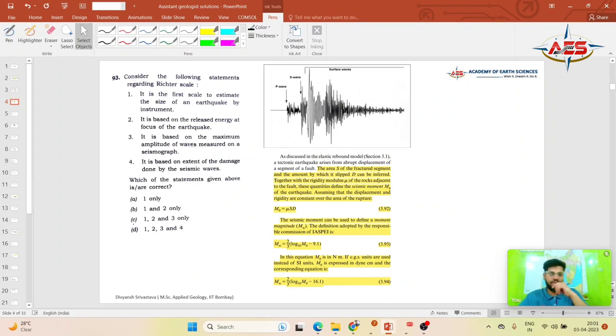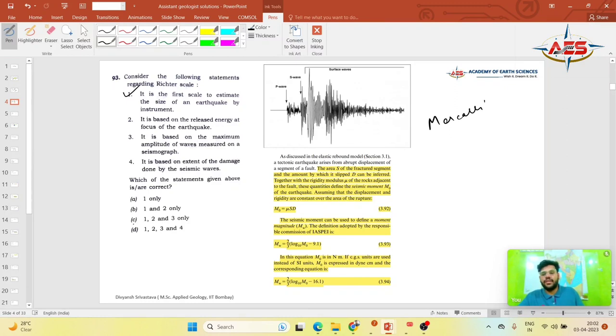Question 93. Consider the following statements regarding the Richter scale. It is the first scale to estimate the size of an earthquake by instrument. Yes, it is the first scale. There are also other scales like the Mercalli scale, and the Foley scale. So it is the correct statement. It is the first scale.